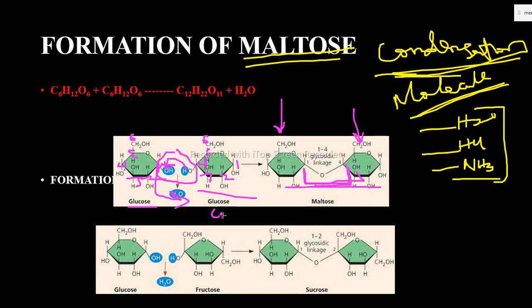Let me write it here. Glycosidic bond. But because of the IUPAC, we need to indicate the positions of the glycosidic bond. And the positions, one is on 1 carbon atom, another one is on 4 carbon atom. So that's why it becomes 1,4 glycosidic bond. Is that fair?